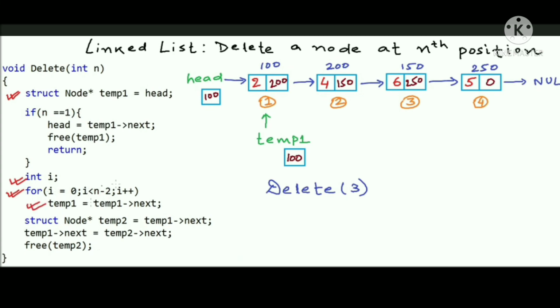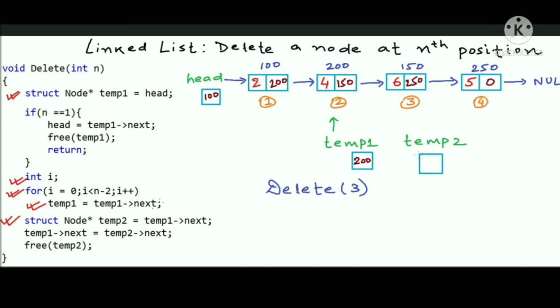So temp1 will now move to address 200. So temp1 is now pointing to the second node. This is what we wanted to do. We wanted temp1 to point to the n minus 1th node. N is 3 here. Now we create another variable, another pointer to node, temp2. And we set this guy as temp1.next. Temp1.next is 150. So we set this guy as 150. So this guy points to the nth node or the third node.